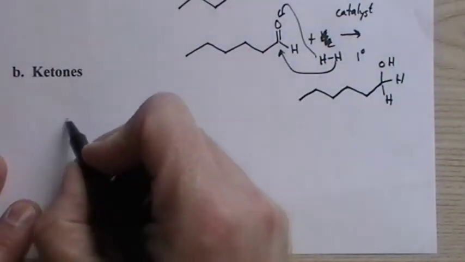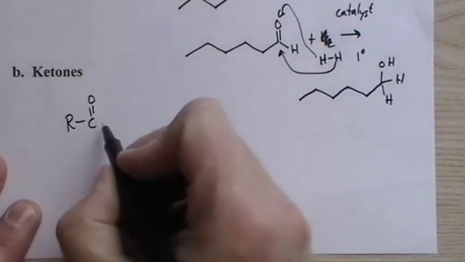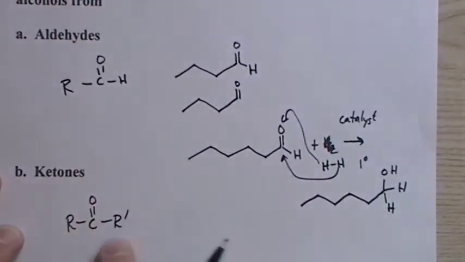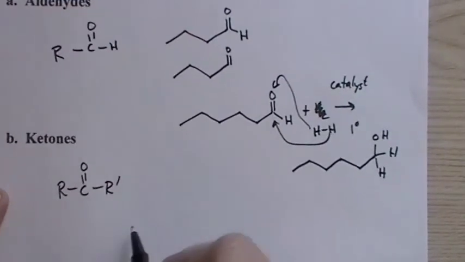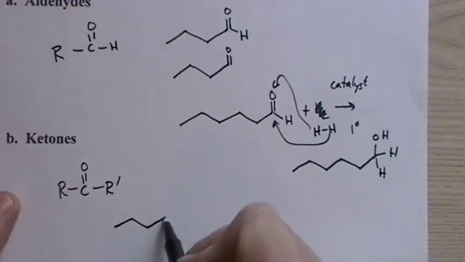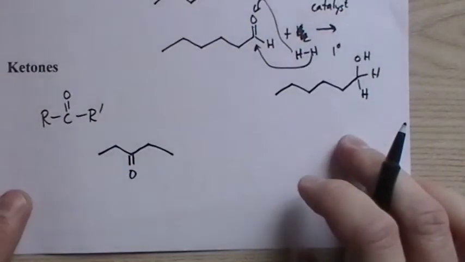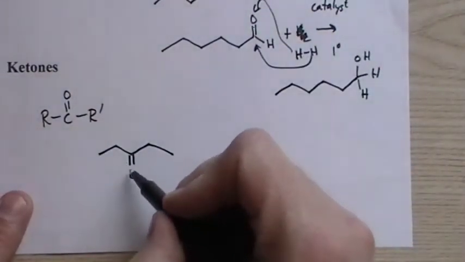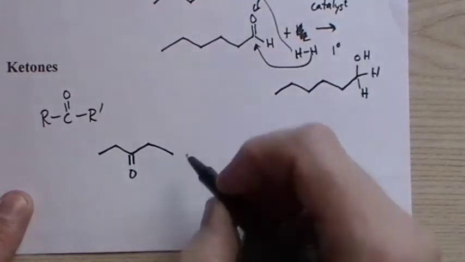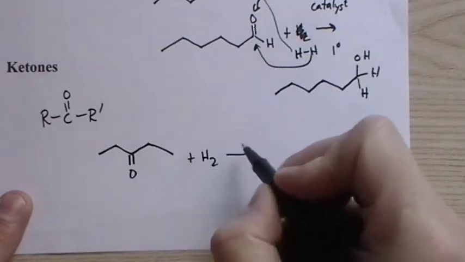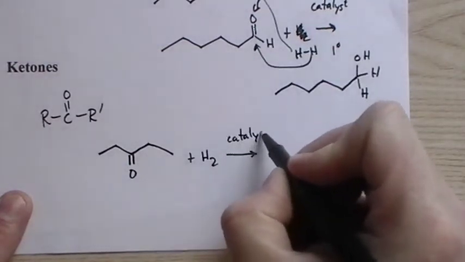Now, a ketone is different from an aldehyde in that it doesn't end with a hydrogen on one side, it just has a continuation of the chain. So we can draw something like this. And we have the ketone, the double bond is off of this third carbon. And if we react it with hydrogen, there again needs to be a catalyst.